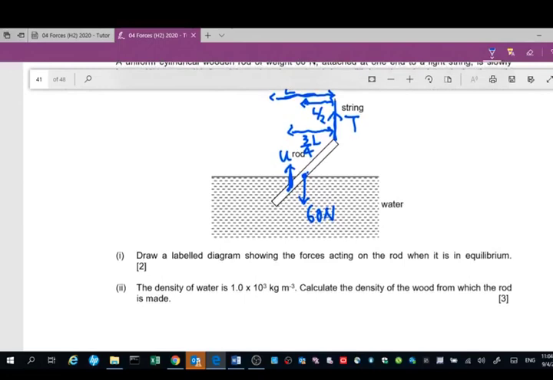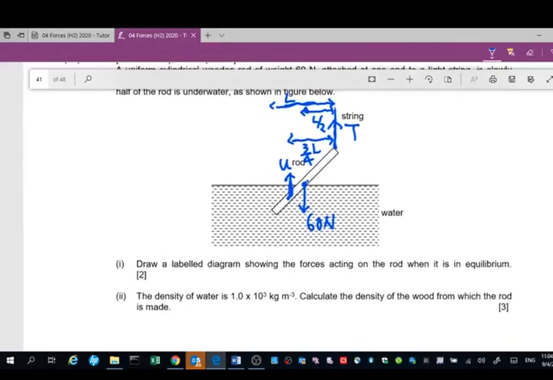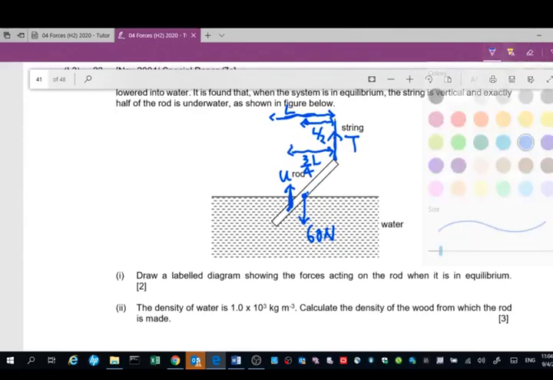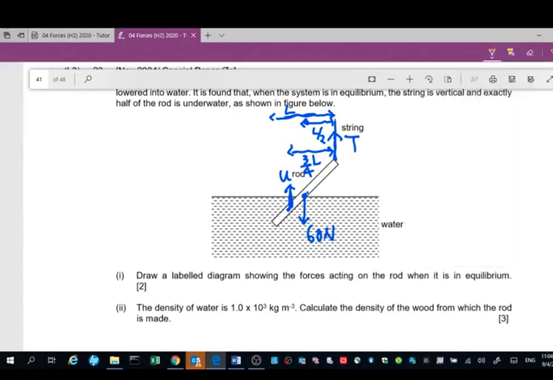Next part, to find the density of wood. Given the density of water, you find the density of wood of which the rod is made. So I would be taking the moment about the pivot. The good pivot point will be at the top here. I take this point as a pivot.